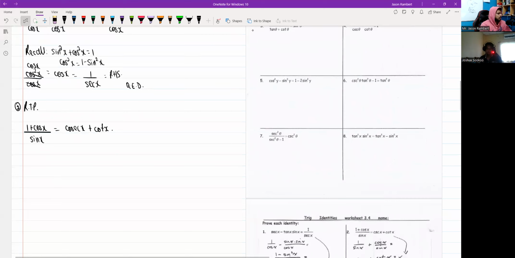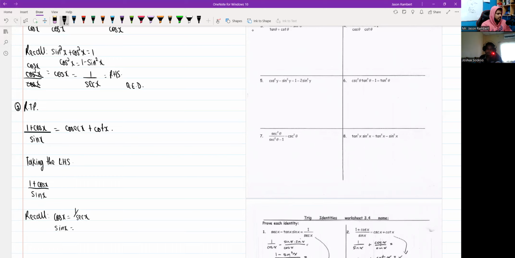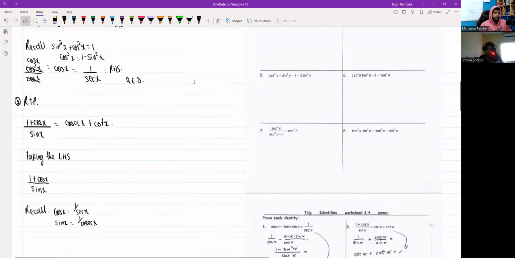No problem. So, taking the left-hand side, (1 plus cosine x) over sine x. Now, there is very, very little which we can recall in terms of identities for sine x and cosine x. There's just one each. I'll recall it. Cosine x is 1 over sec x, and sine x is 1 over cosec x. So I'm going to see what manipulation I can do here.